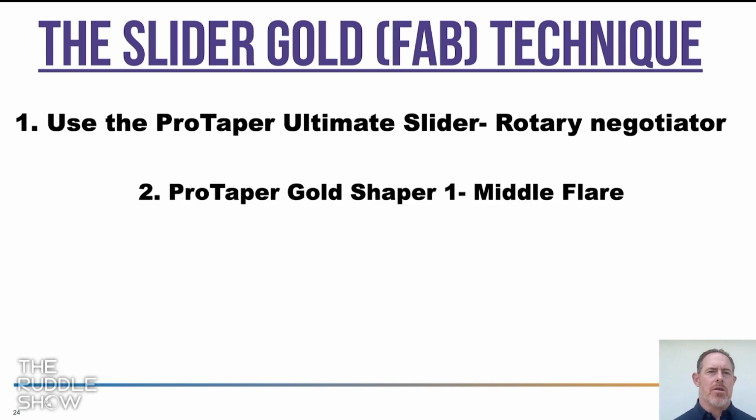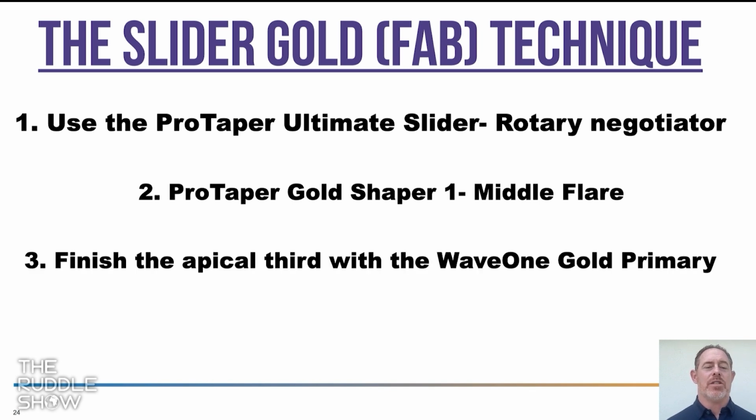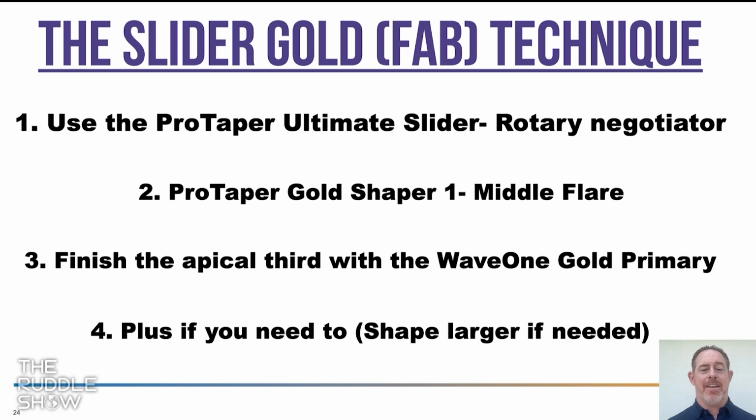Then I go to the ProTaper Gold Shaper 1. I leave it on the same RPMs, 400 RPMs, and I cut my middle flare. So I just run the ProTaper Gold Shaper 1 to working length, which cuts a middle flare. Then I will finish the apical third with the Wave 1 Gold primary. That's the reciprocating file, and I will plus it if you need to.